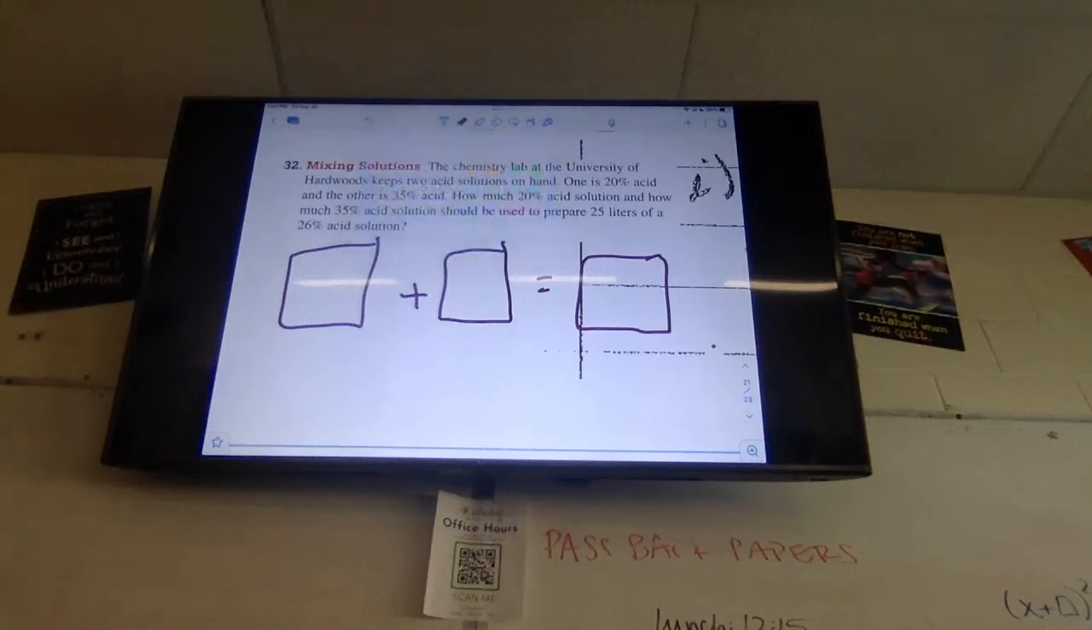I like to do our percentages first. What percentage do I want to end with? What do I want by itself on the side of the equal sign? 26%. So then the other two can be wherever. I'll do 20% first, and then I'll do 35% second.